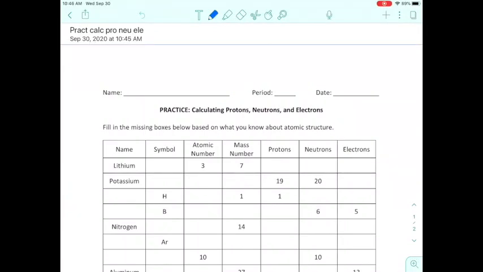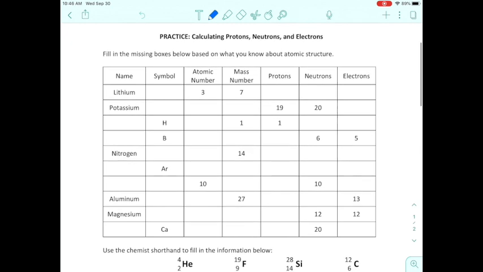I'm going to help you guys get started with practice here, calculating protons, neutrons, and electrons. So we're going to fill in this chart below. You can see that we've only been given a little bit of information and a lot of the boxes are blank. But I promise that each of these rows gives you enough information that you can fill in the other boxes.